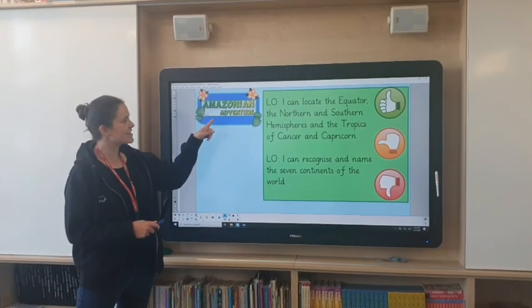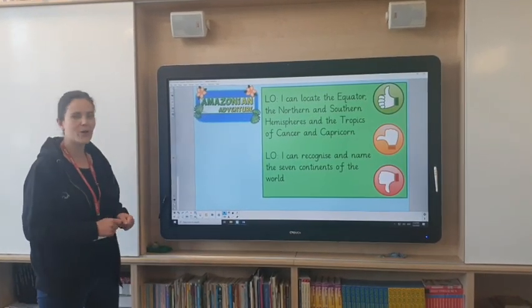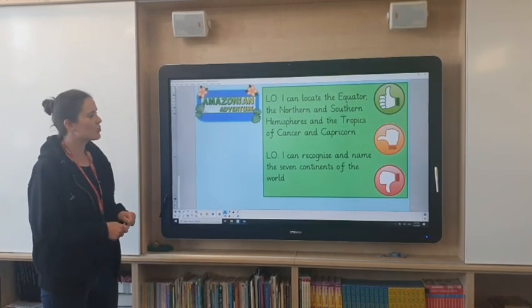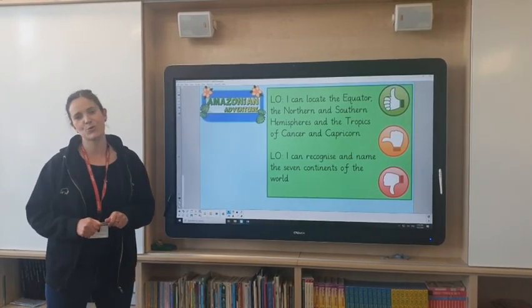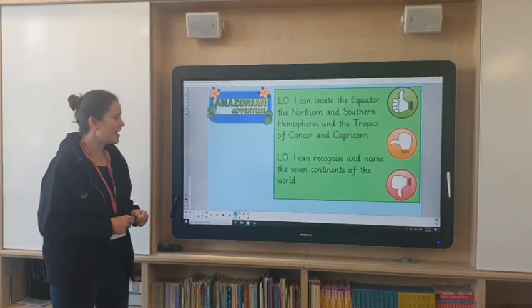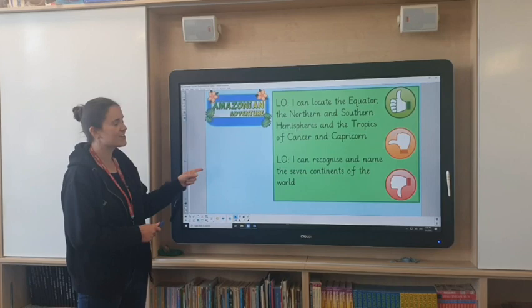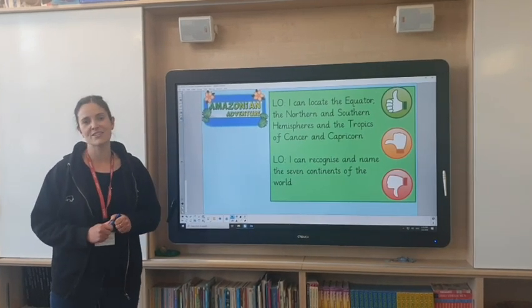The first part is to locate the equator, the northern and the southern hemispheres, and the tropics of Cancer and Capricorn on a world map. And then we're going to continue looking at that world map to see if you can recognise and name the 7 continents of the world.